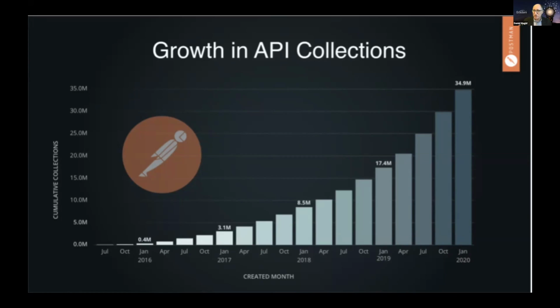The adoption is growing even faster. So the number of API calls that are happening every day are in the many, many billions. So we're seeing this rapid growth in the number of APIs that are out there, and then the number of calls that are being made to APIs. So the use of these APIs.